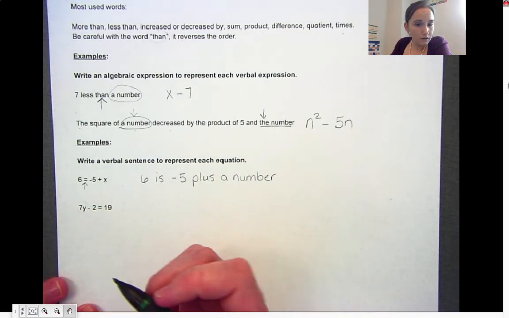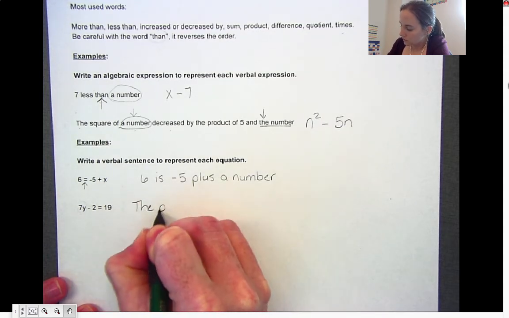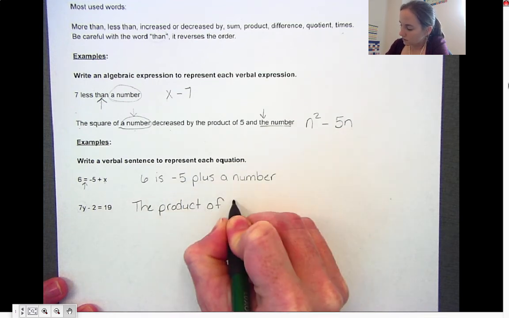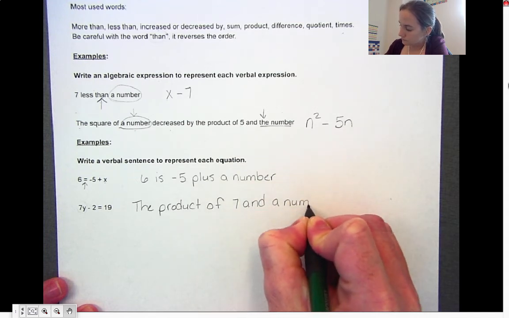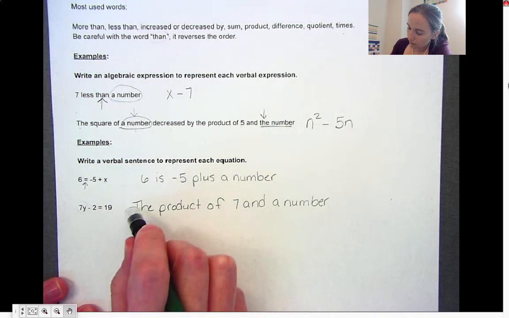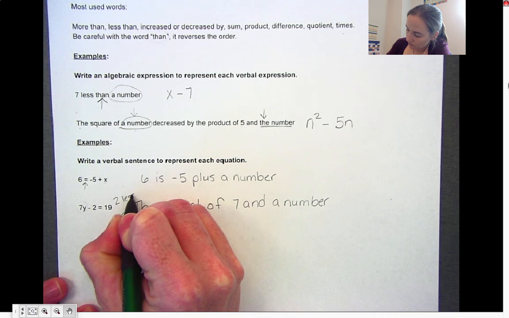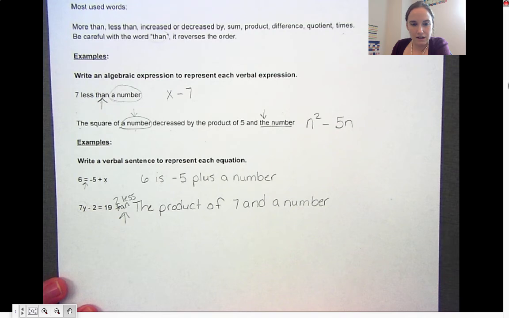So you can use product or you can use times. So we could say the product of 7 and a number. Well, you know what? I think I want to say up here before I say the product, I want to say 2 less than the product of 7 and a number.